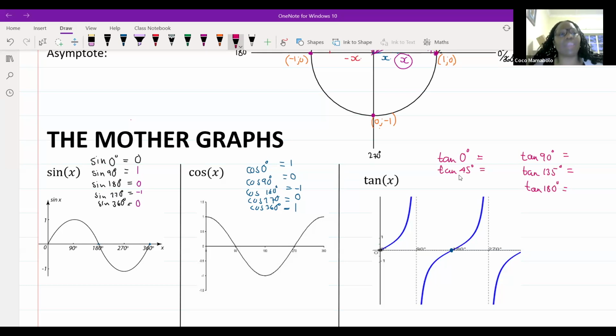Let's start with tan of 0. Who's got an answer for me for tan of 0? It's 0. Beautiful. Good. What's tan of 45? Tan of 45 degrees would give us how much?